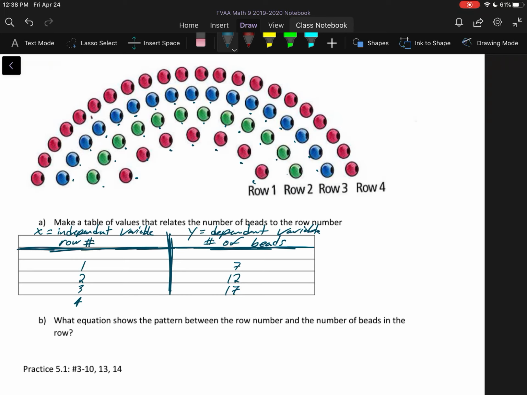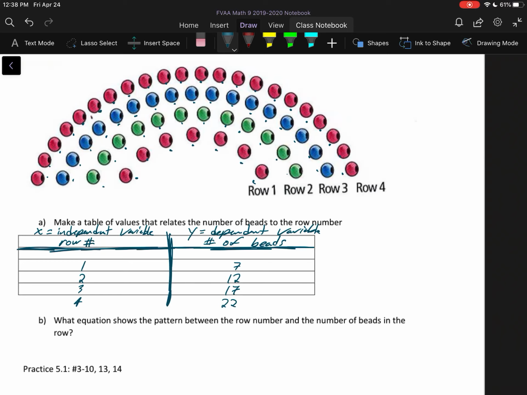Yeah, you would expect it to be 22, right? Because each of them are increasing by 5. So 1, 2, 3, 4, 5, 6, 7, 8, 9, 10, 11, 12, 13, 14, 15, 16, 17, 18, 19, 20, 21, 22. Exactly what we expected, 22.